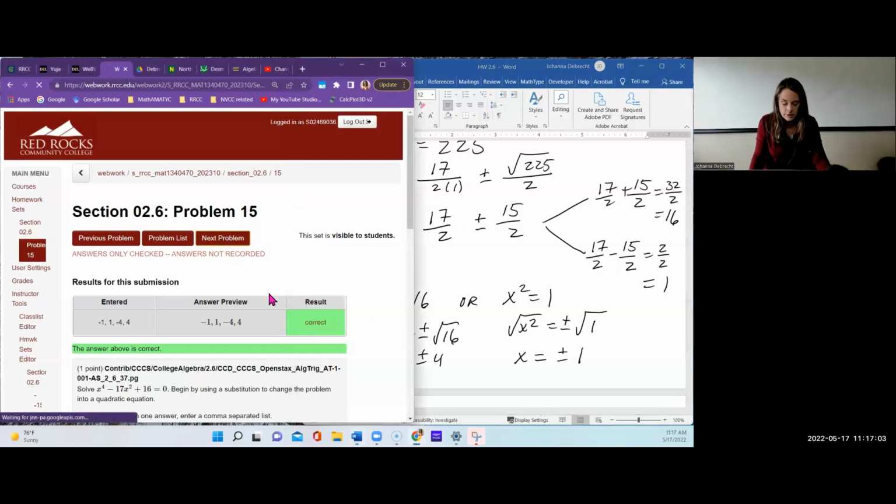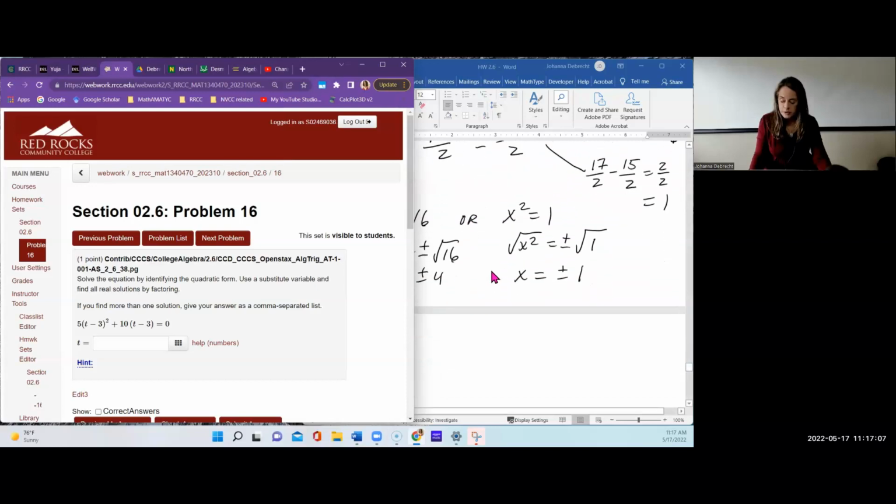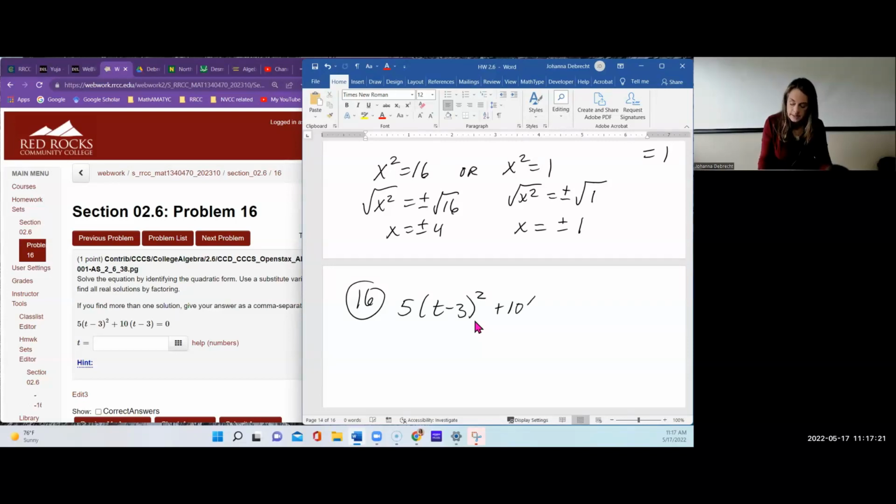Let's take a look at another problem. In this problem, it's also quadratic in form, and I'll show you a couple of ways of approaching this one. When we're looking at this problem, number 16, we have 5 times the quantity t minus 3 raised to the second power plus 10 times the quantity t minus 3 equals 0. In other words, this is quadratic in t minus 3.